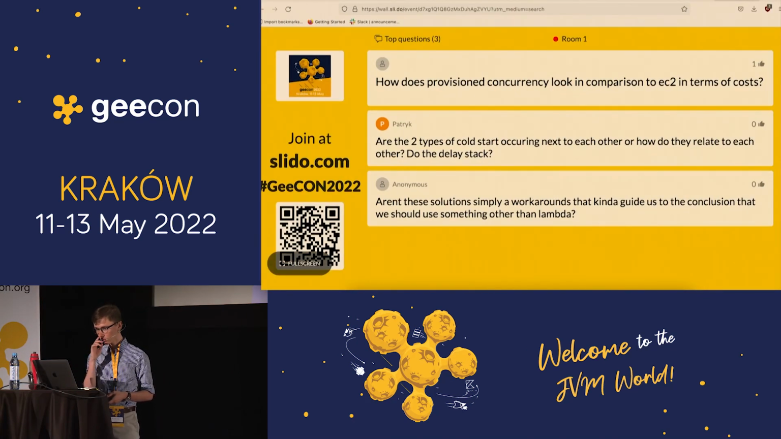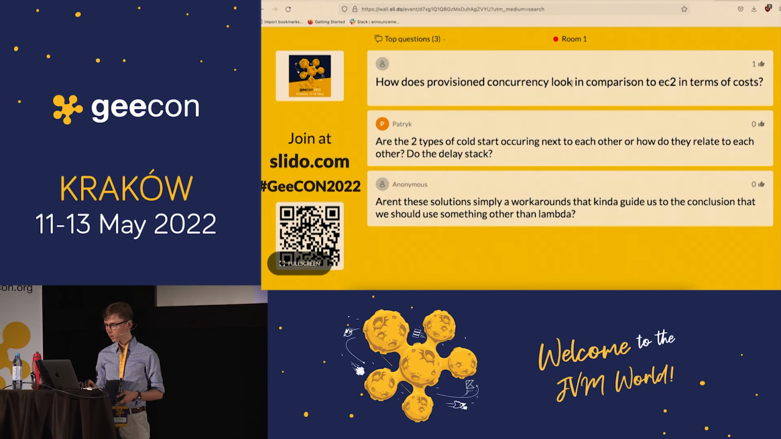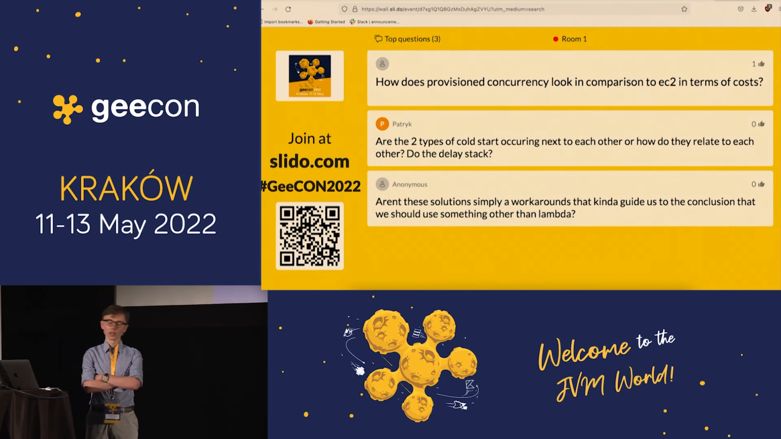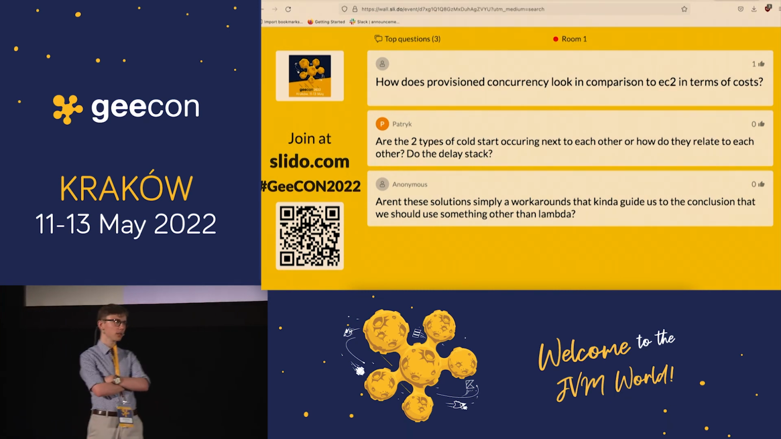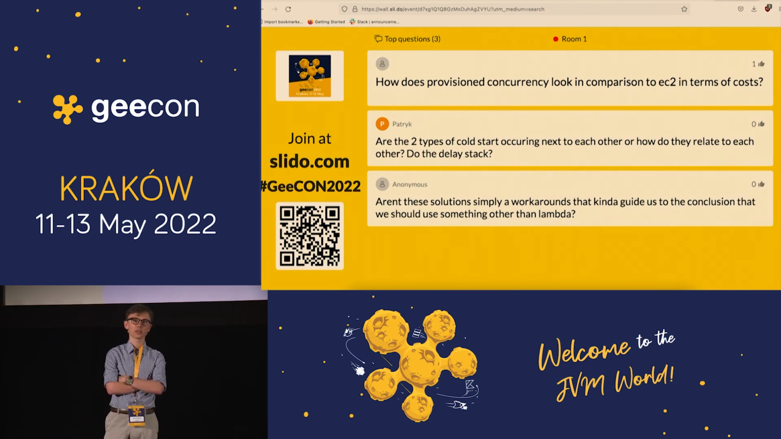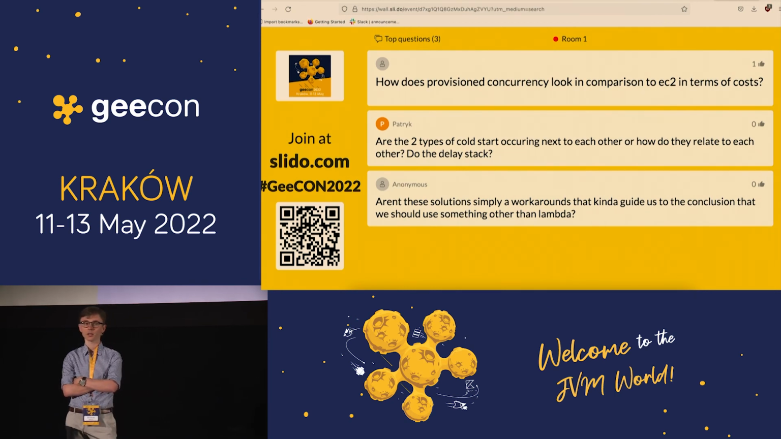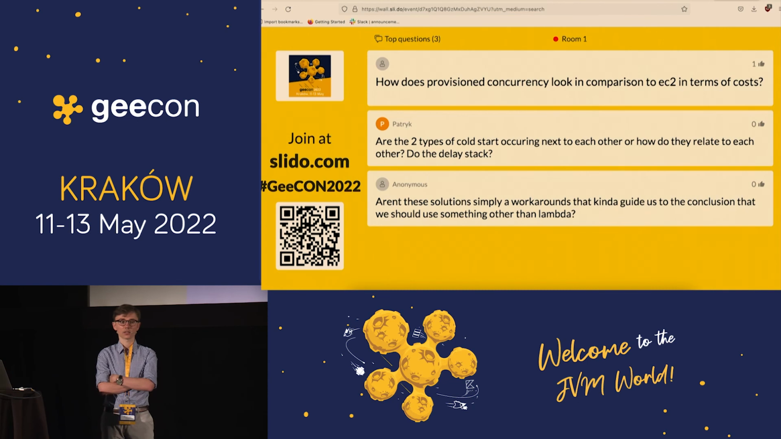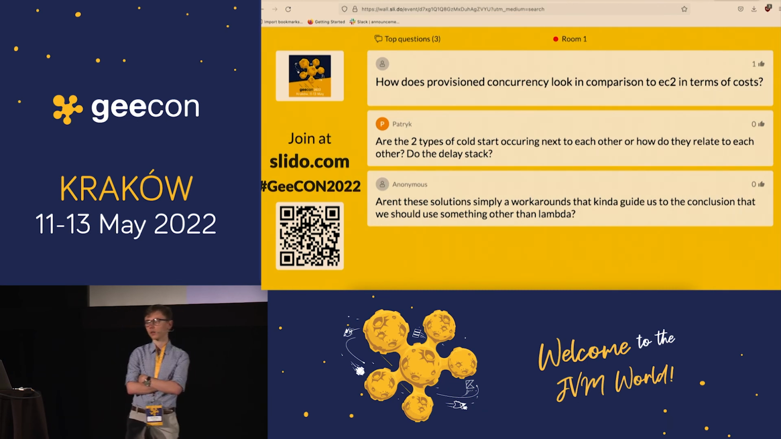Okay, so let's see. How does provisioned concurrency look in comparison to EC2 in terms of costs? I think the general rule is that the more traffic you get, the more pricey Lambda will be. So depending on your traffic, I would just use the tool from AWS to estimate your costs, because it may turn out that you need so much provisioned concurrency that it just makes sense to use EC2 or Fargate.